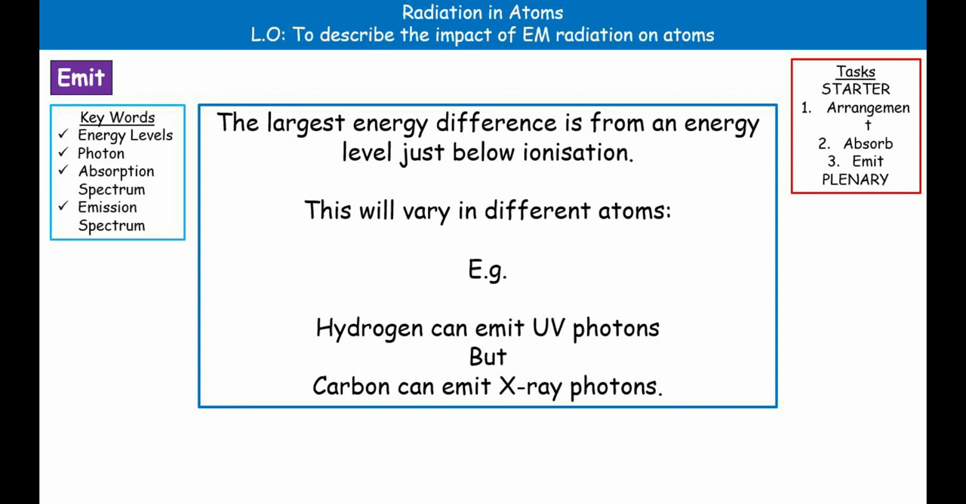For example, if we look at hydrogen, that one can emit up to ultraviolet photons. But if we consider carbon, that one can emit X-ray photons. So there's a clear difference in the amount of energy that they've got available to play with, so to speak. Carbon will be able to emit up to X-ray, but hydrogen, because it's smaller, could only emit up to ultraviolet. So again, jot those points down, just 30 more seconds if you've not got them.